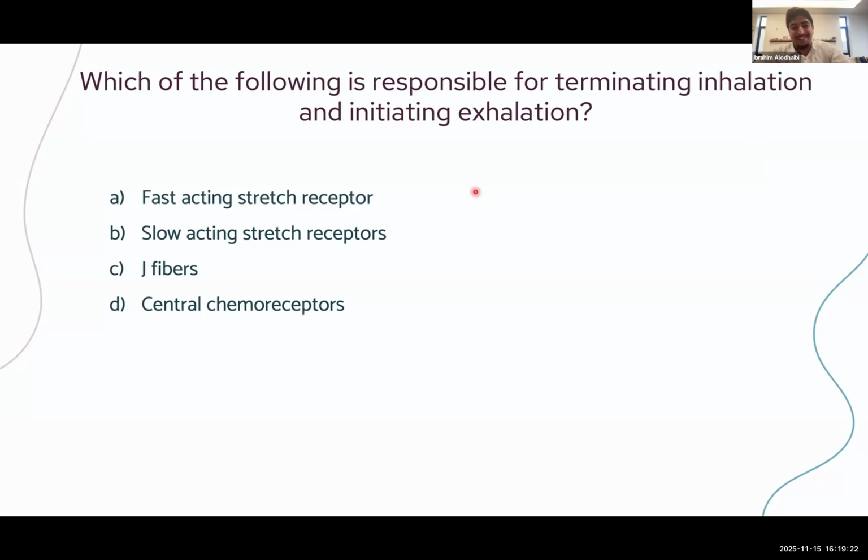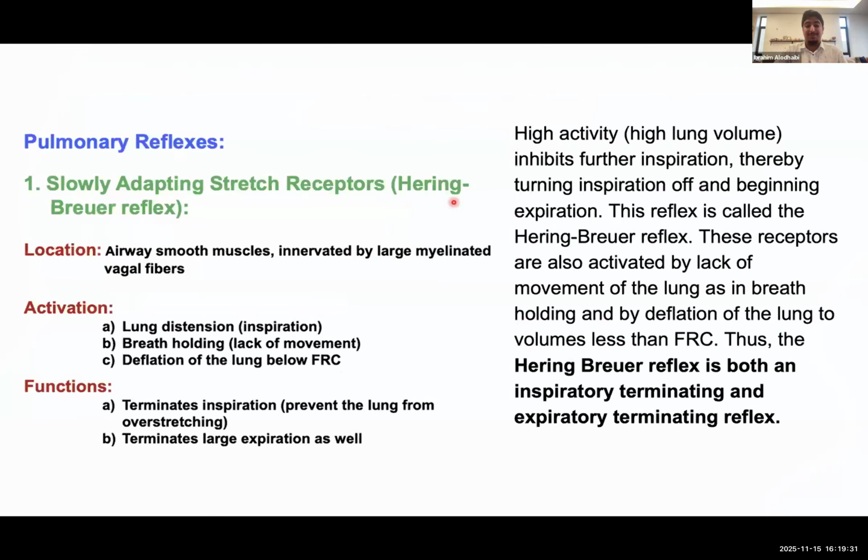I'm glad that you guys are studying this lecture well. This is another one of those things where a lot of questions could be asked from one place. So yes, the slow acting stretch receptors are the things responsible for that. And again, here's a screenshot from your slide. So high activity or high lung volume is going to inhibit further inspiration because we're not going to be able to take in any more oxygen. Thereby, we're going to be turning inspiration off and starting expiration. This reflex is called the Hering-Breuer reflex.